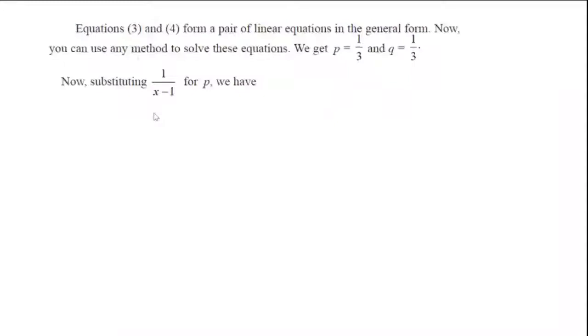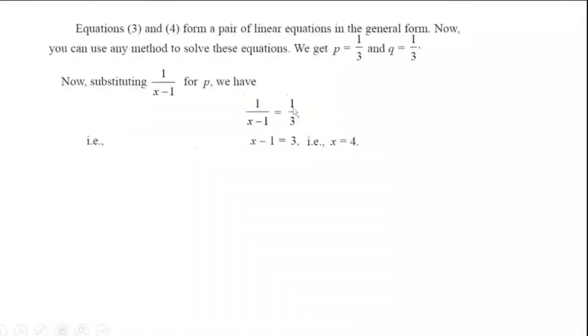Let's do that. What was p? p was 1 upon x minus 1. So 1 upon x minus 1 is equal to p, and p is equal to 1 upon 3. So I get 1 upon x minus 1 is equal to 1 upon 3, which gives me x minus 1 is equal to 3. That is, x is equal to 4.